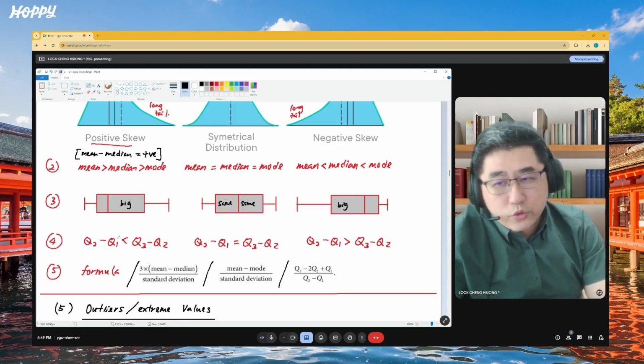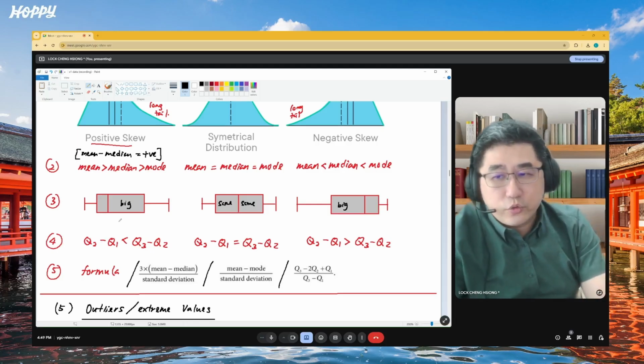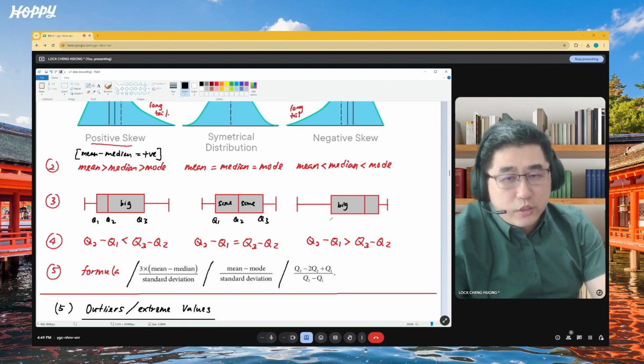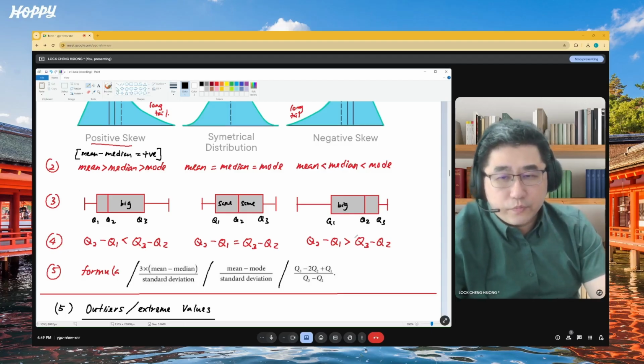We also can see by looking at the Q1, Q2, Q3 values. So for this Q1, Q2, Q3, Q3 minus Q2 of course is bigger than Q2 minus Q1. Again, here is Q1, Q2, Q3. If Q3 minus Q2 and Q2 minus Q1 are about the same, then it's symmetrical. And for this Q1, Q2, Q3, Q3 minus Q2 is smaller than Q2 minus Q1, then it's negatively skewed.